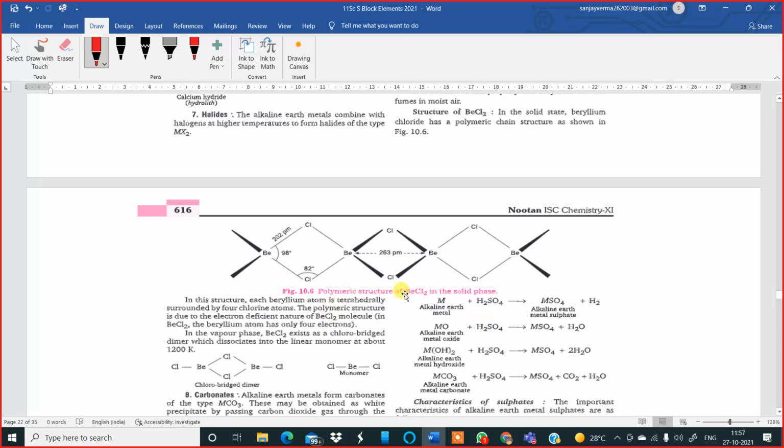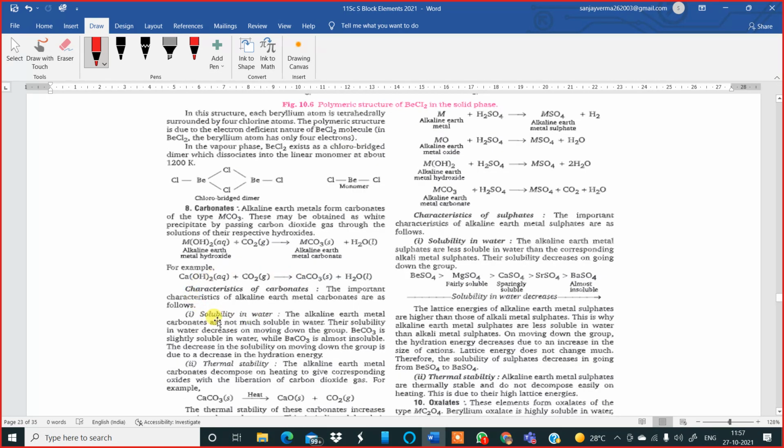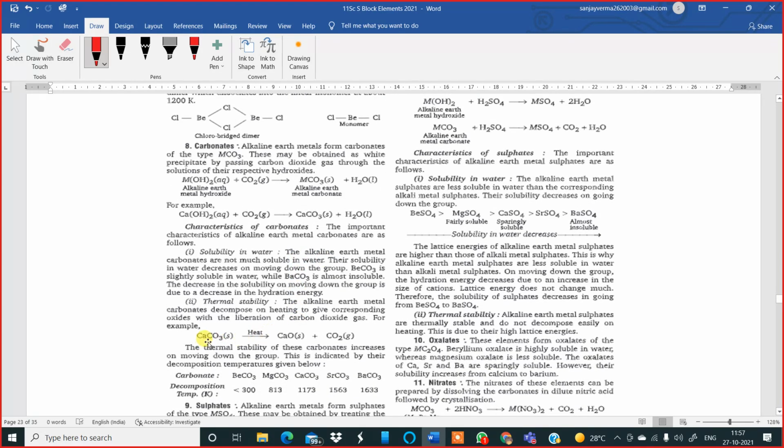Now look at the structure of beryllium chloride in the solid state. Under carbonates, just remember the characteristics of carbonates: solubility in water, thermal stability. Calcium carbonate is quite stable to heat. So this part you remember. Try to remember this order. Barium carbonate is very stable. That's why it decomposes at a very high temperature, almost around 1633 Kelvin.